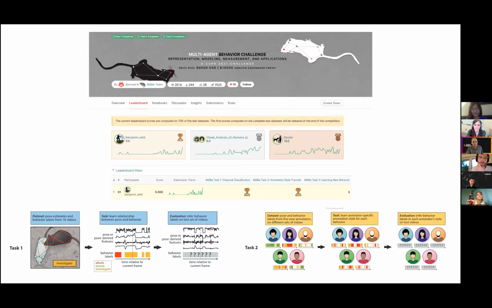Just as a quick reminder, task 1 was a more or less standard behavior classification setting where you have labeled frames, and for one of the two individual mice, you have a behavior label. And then for task 2, you have this style transfer setting where you have data annotated by different people, and you try to learn their personal specific annotation style, and to be able to transfer labels from one person to another.